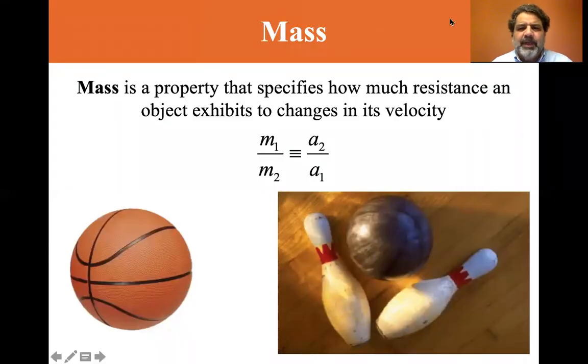Mass is a property that specifies how much resistance an object exhibits to changes in its velocity. Well, what is a change in velocity? A change in velocity is acceleration. You can look at the inverse here. The ratio of mass 1 over mass 2 is equal to the acceleration a2 over a1. One of the indicators of mass is inertia. The more mass an object has, the more inertia it has.